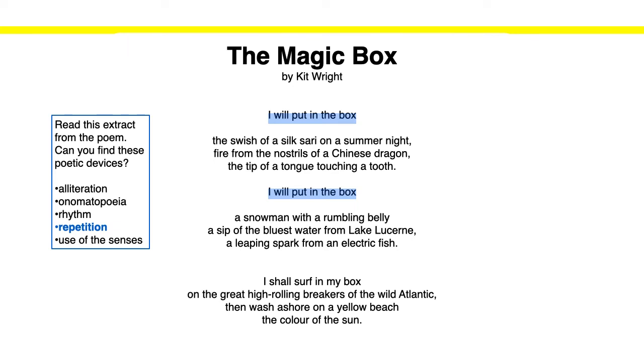The last thing on our list we're going to be looking for is use of the senses. Now, I'm hoping you'll notice these. Fire from the nostrils of a Chinese dragon. I can almost smell that. The tip of a tongue touching a tooth. That's touch. A sip of the bluest water. That would almost be taste. There's lots of really good use of senses. Pause the video now and see if you can spot any others before we move on.